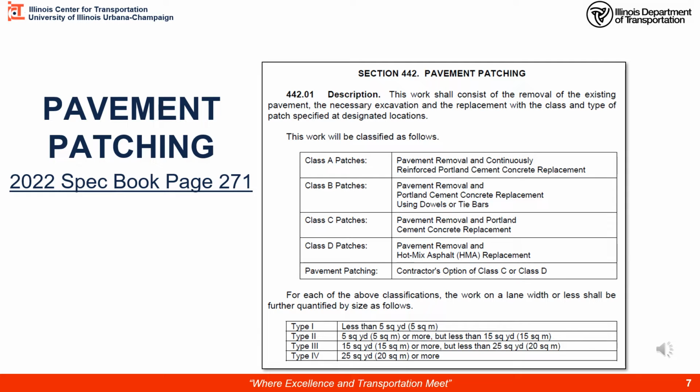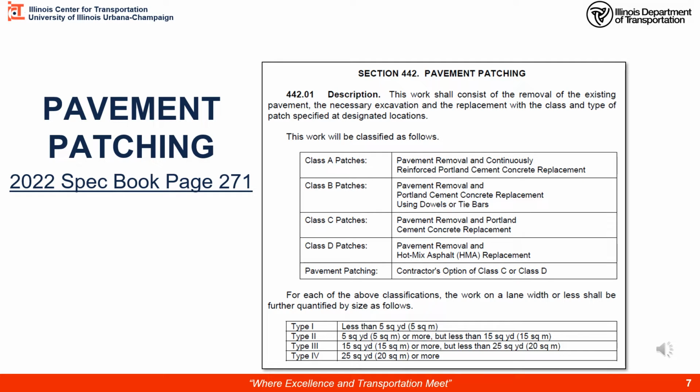The last class of patch is pavement patching. This is the contractor's option of either C or D, either plain concrete or hot mix asphalt. The reason we have pavement patching, if we're not concerned with the material that's going into the patch, we give it to the contractor to either use concrete or HMA depending on the location of the contract and also maybe the nearest concrete plant or HMA plant.